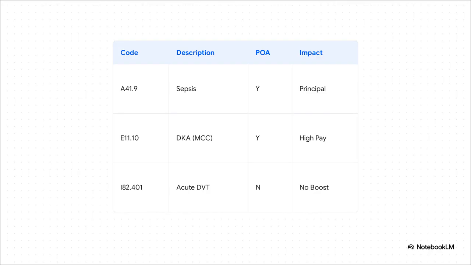Let's look at a really concrete example of this in action. Check out the bottom row here, acute deep vein thrombosis. Now, normally, a DVT is a very powerful MCC that drives your payment straight into the highest tier. But look at the POA flag. It's an N. Imagine the patient developed this DVT 2 days after they were admitted for sepsis.